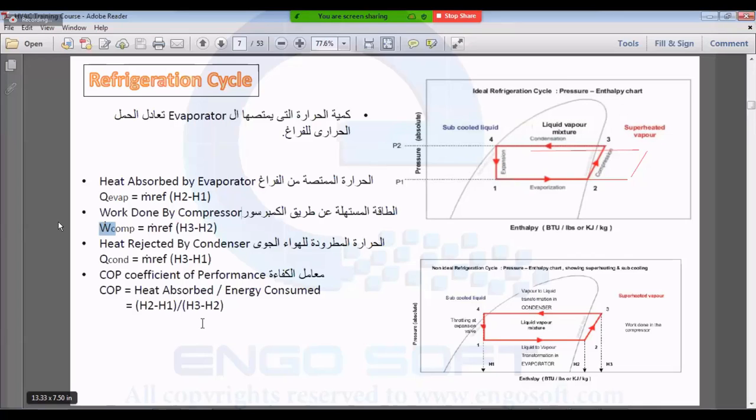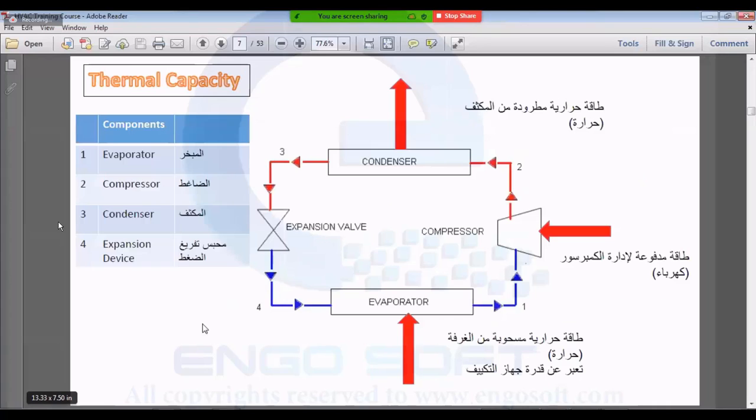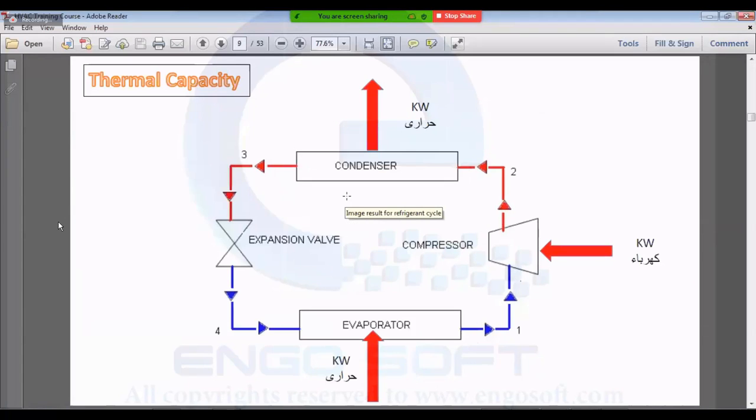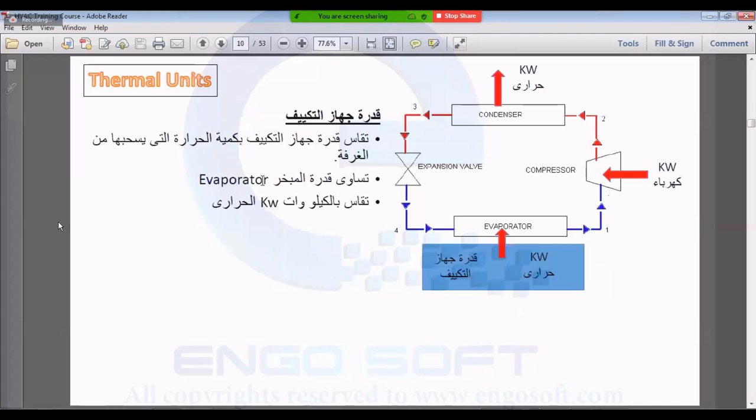Okay? So let's forget about these equations. We need to know the basic principles. What is the basic principle? That the COP is the Q evaporator over the compressor work. Okay? So this is the same cycle, and we illustrate it further.